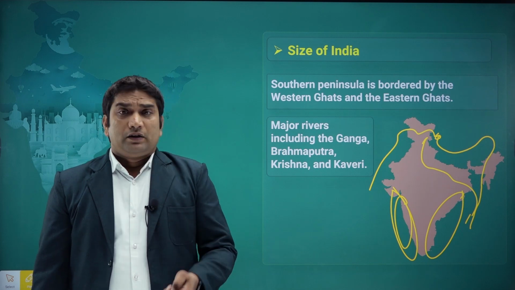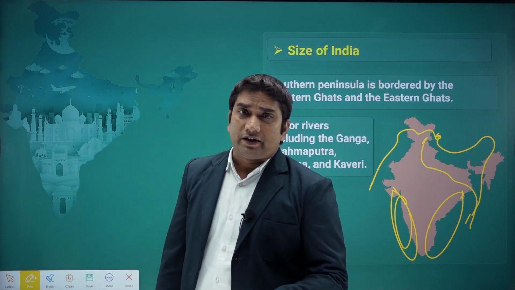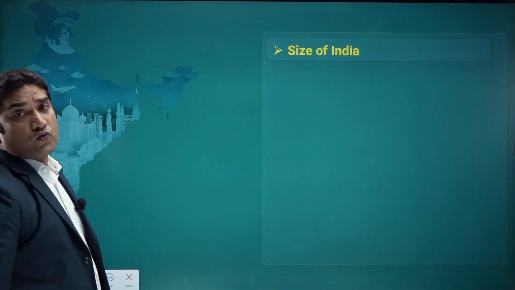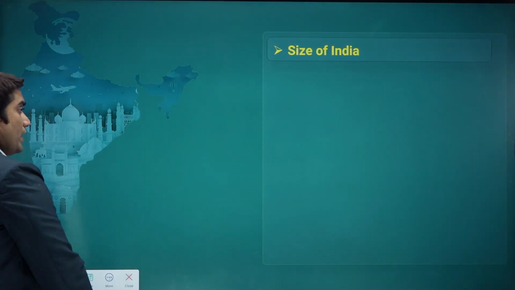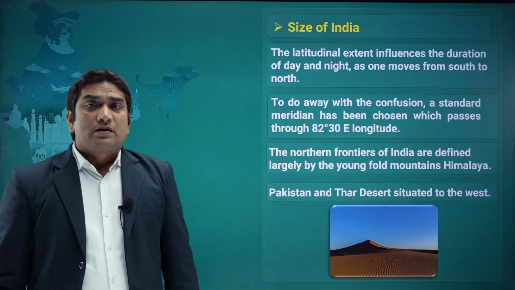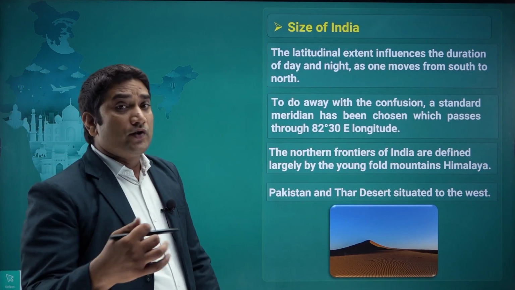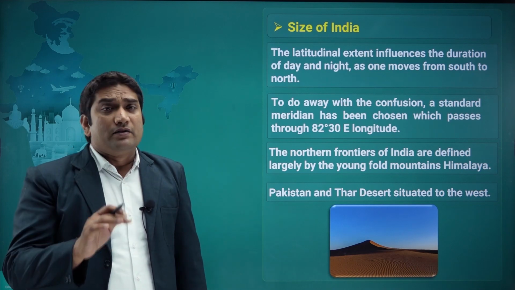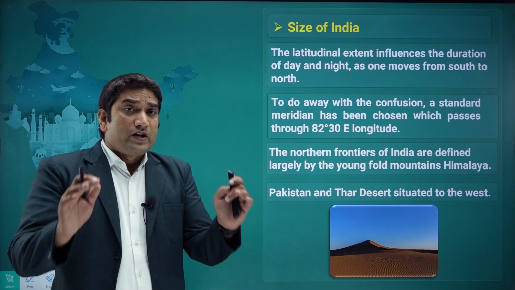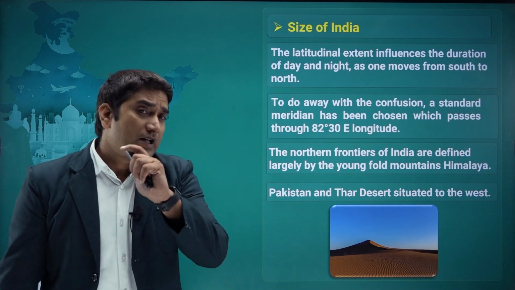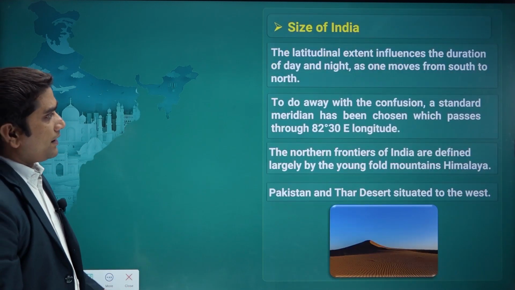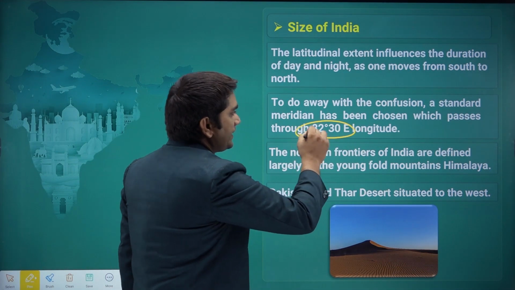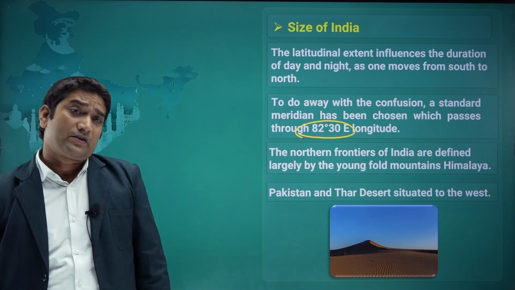Now students, I have just discussed the standard meridian of the country. See, the standard meridian is very important. According to the standard meridian, we calculate the time of every country. Every country has its own standard meridian, and we calculate the time according to it. India's standard meridian is 82 degree 30 minutes eastern longitude.